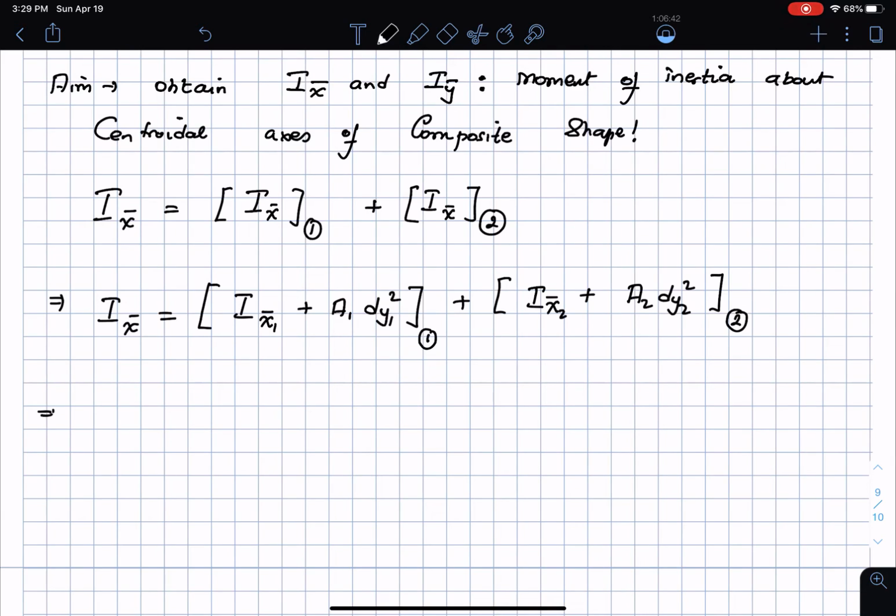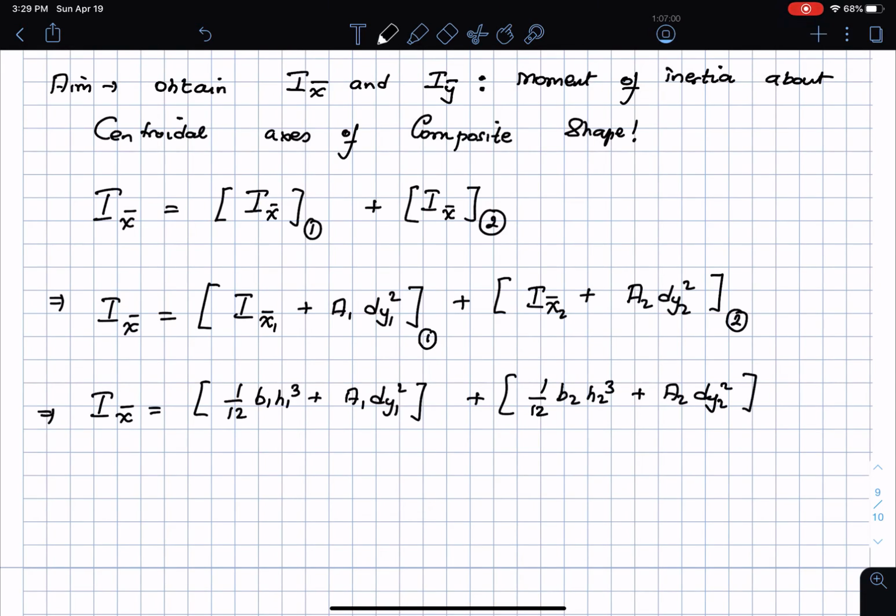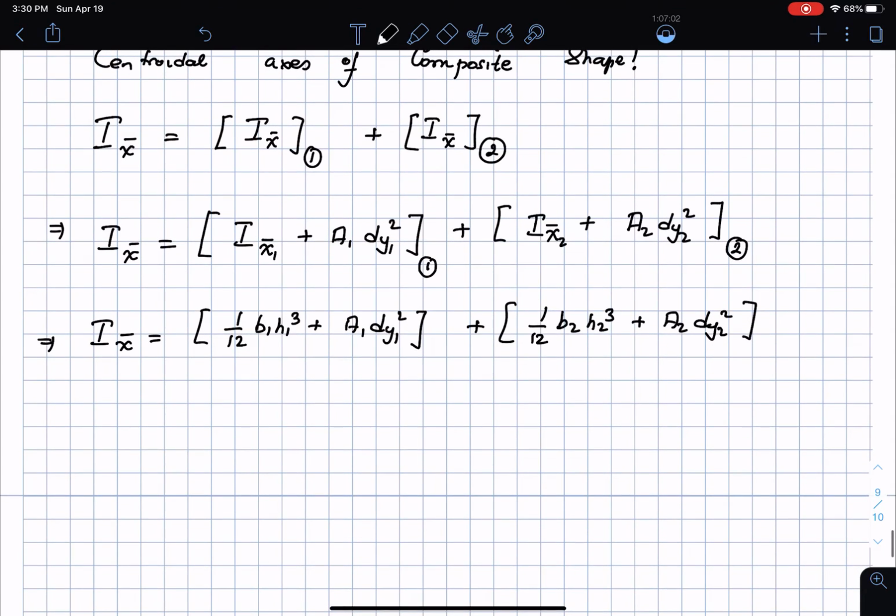So this implies that Ix bar is going to be 1 by 12 b1 h1 cubed, and then A1 times dy1 squared, plus 1 by 12 b2 h2 cubed, plus A2 times dy2 squared. Okay, substitute for things from the above. Substitute for h1, b1, h2, b2, A2, A1, dy1, dy2 from above.